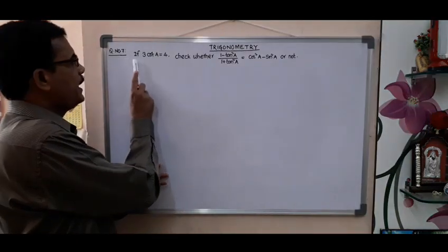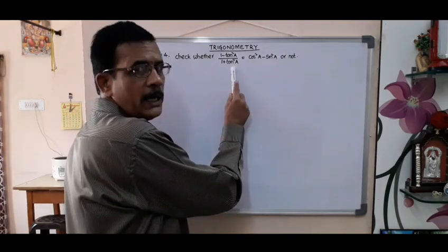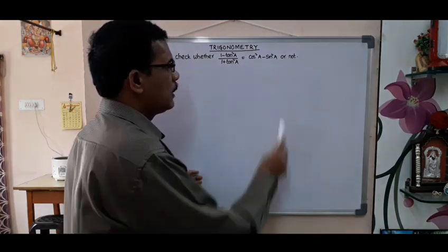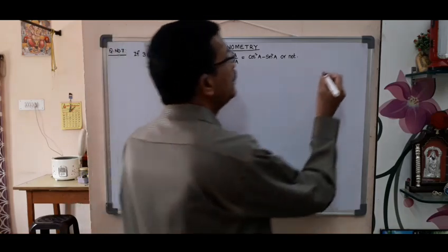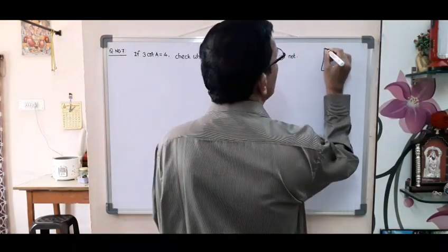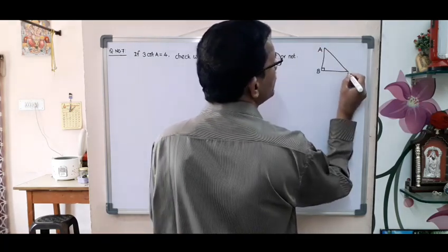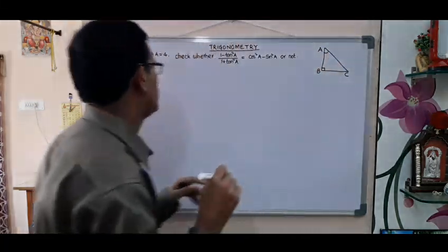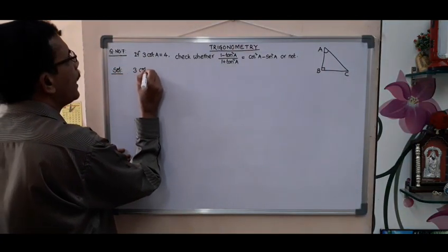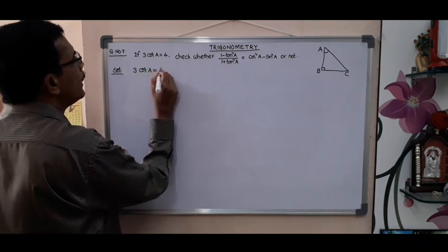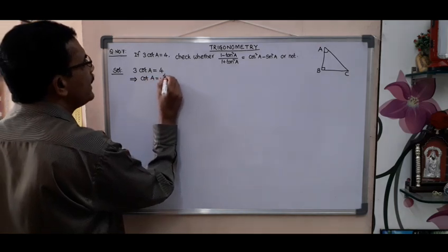Question number 7. If 3 cot A is equal to 4, check whether (1 minus tan square A) by (1 plus tan square A) is equal to cos square A minus sin square A or not. Let us draw one right angled triangle, with vertices A, B, C. Now solution. 3 cot A is equal to 4 implies cot A is equal to 4 by 3.